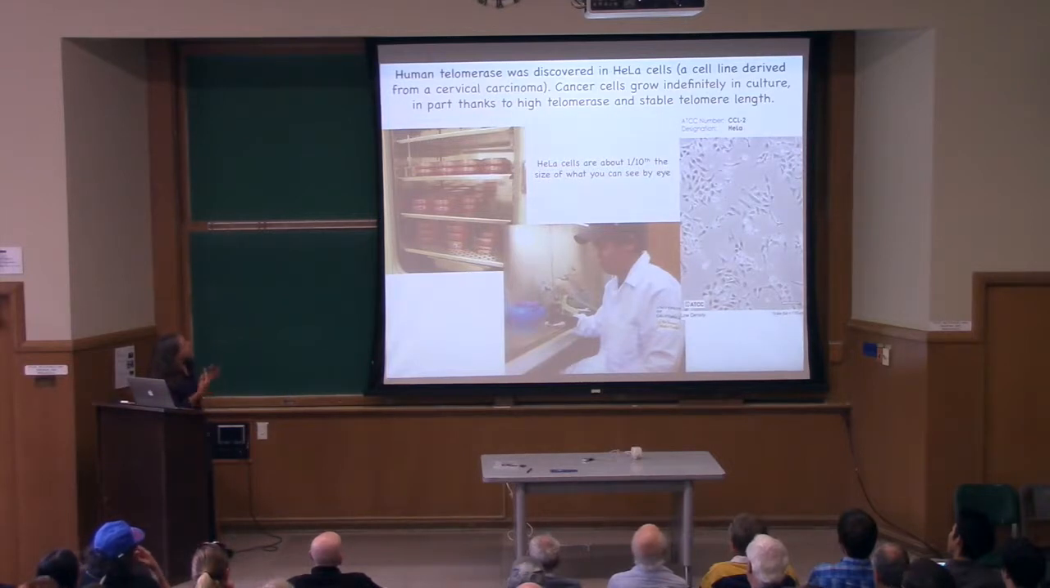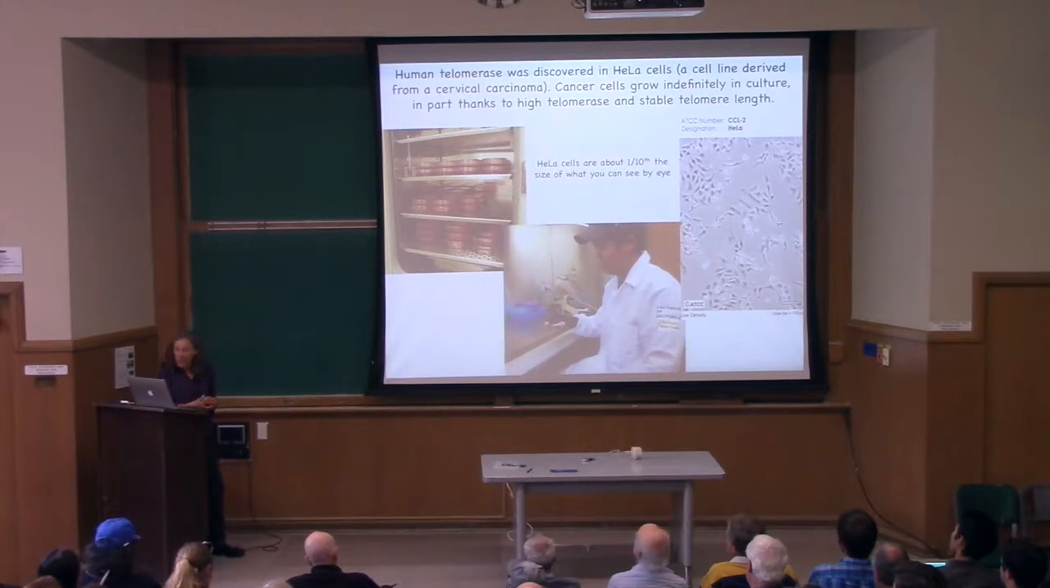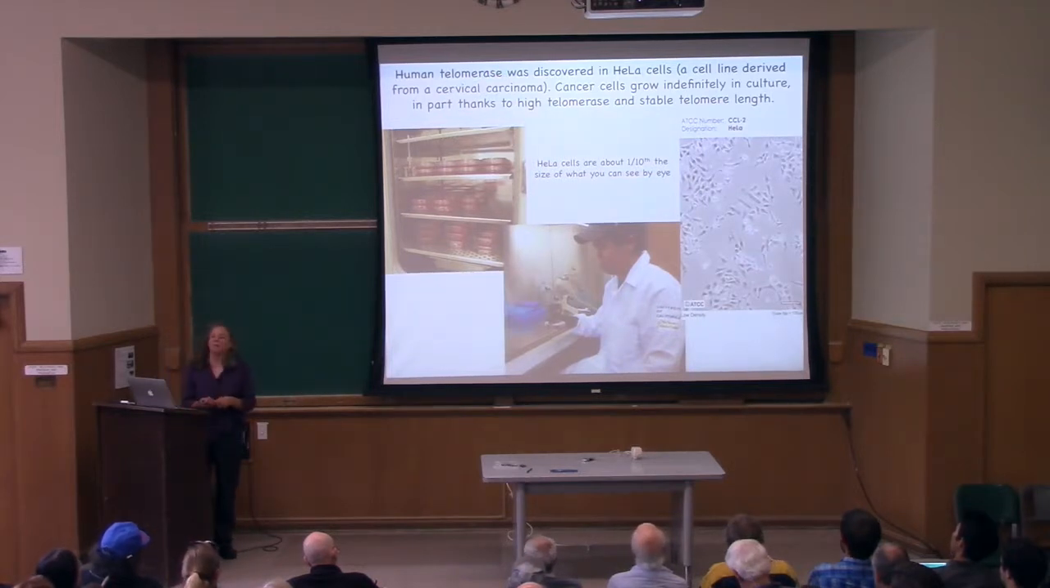So these cells grow indefinitely. And that's why we can grow them today, when they started growing in 1951. And in part, that's because they have very high telomerase levels and stable telomeres. So if it had not been for HeLa cells, in fact, we would not be able to grow human cells in culture, and we would never have found telomerase.